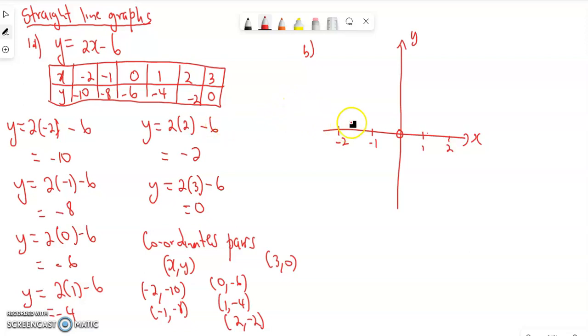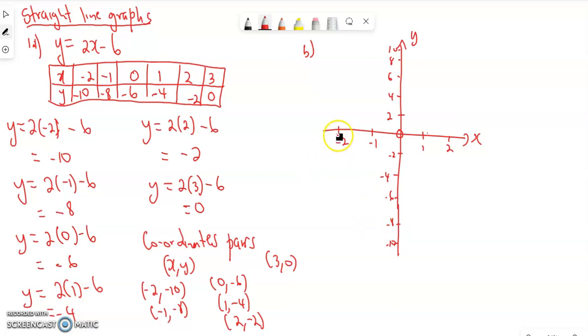Then we must place the y values on the y-axis. So we can count in twos. So 2, 4, 6, 8, 10, then -2, -4, -6, -8, and -10. So let us plot our points.